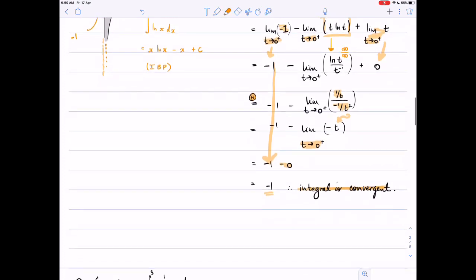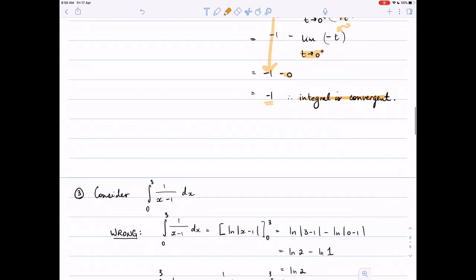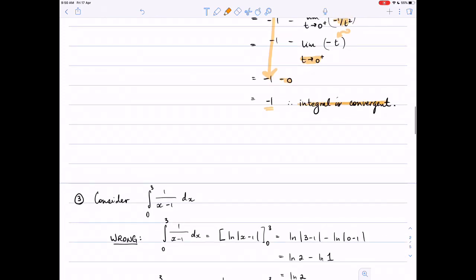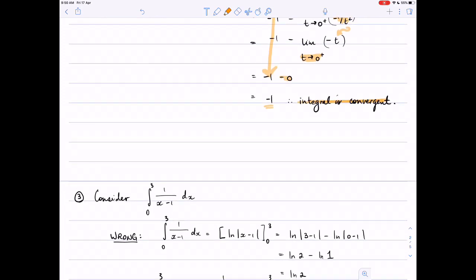Let us go and look at example 3. Example 3 I have done wrong on purpose to start to show you. So let us do here the integral from 0 to 3 of 1 over x minus 1 dx.